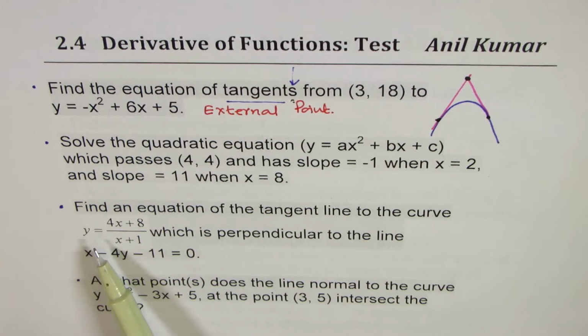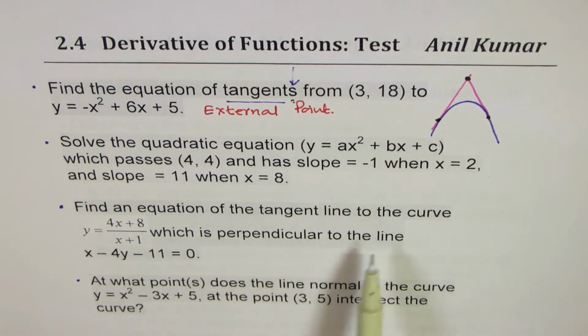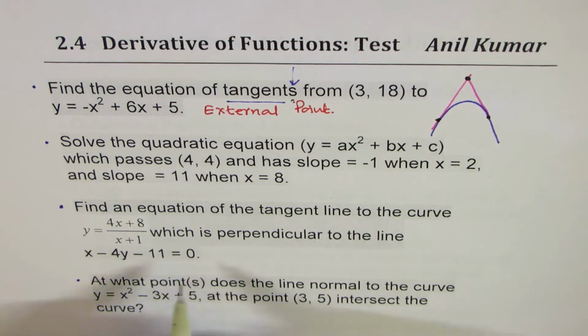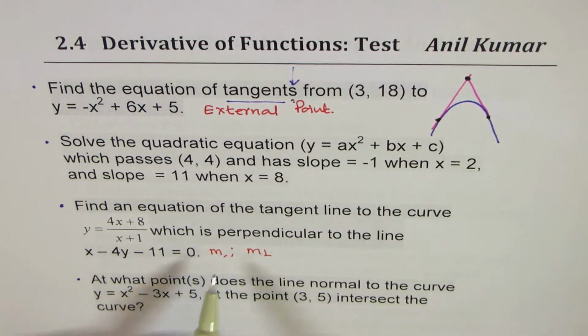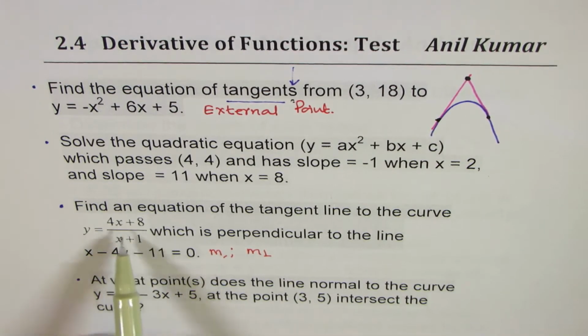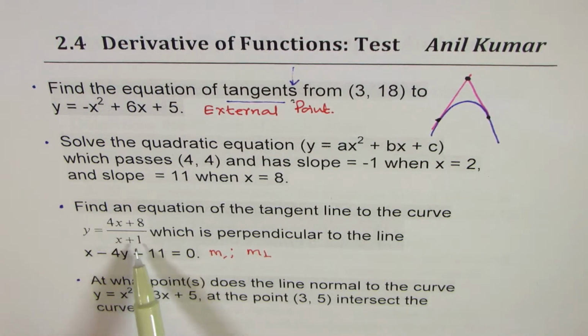Correct? Third question here is, find an equation to the tangent line to this curve, y equals (4x plus 8) divided by (x plus 1), which is perpendicular to the given line. So you need to find slope here, and then the perpendicular will be negative reciprocal. Derivative of this function, you could rewrite this as product of (4x plus 8) times (x plus 1) to the power of minus 1 and apply the product rule, right? Since some of you haven't done quotient rule yet, right? That is our chapter 2.5.